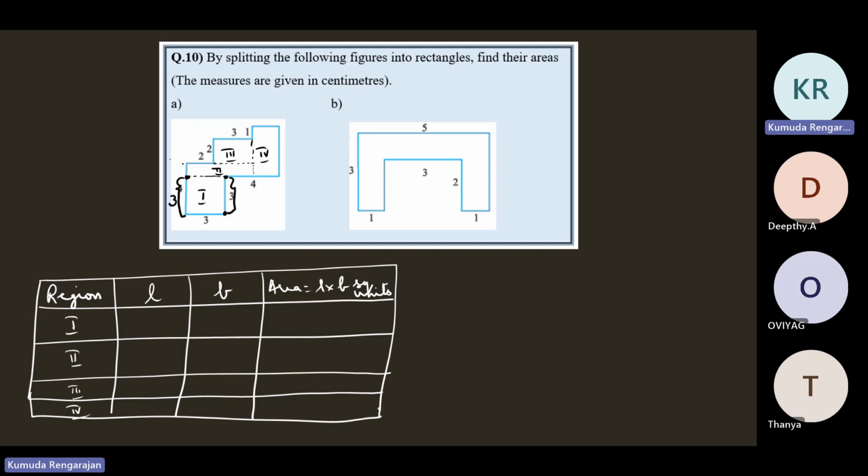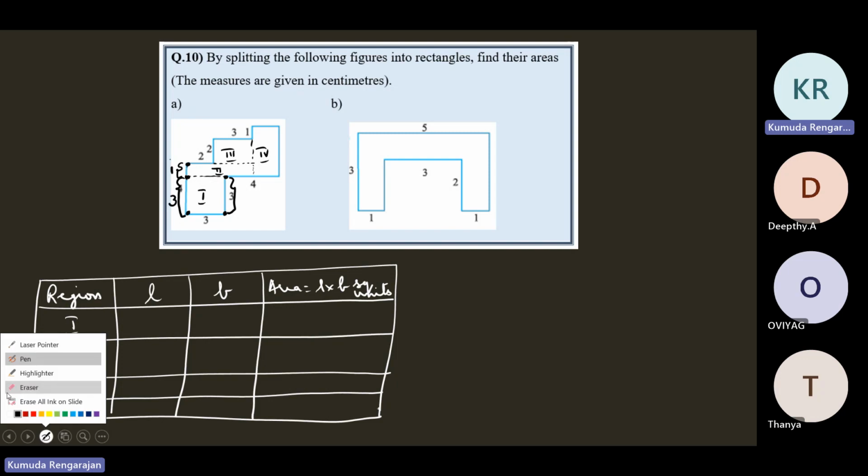Now, there is this remaining part. It is given that the length from here to here is 4 centimeters, isn't it? Yes, ma'am. Now we already have 3 here. So what should be the length of the remaining portion? 1, ma'am. Is it okay now? Somewhat understood. Yes, ma'am.